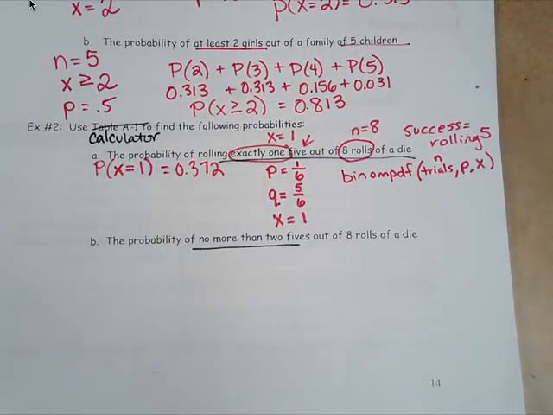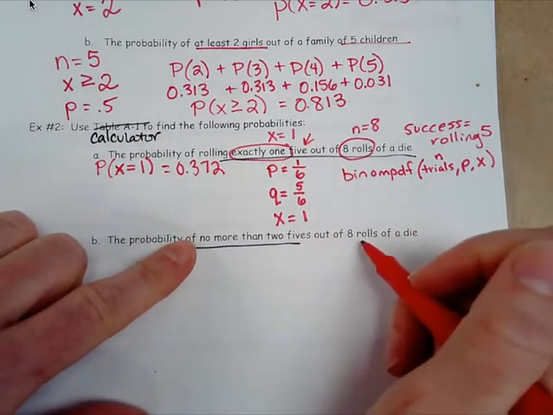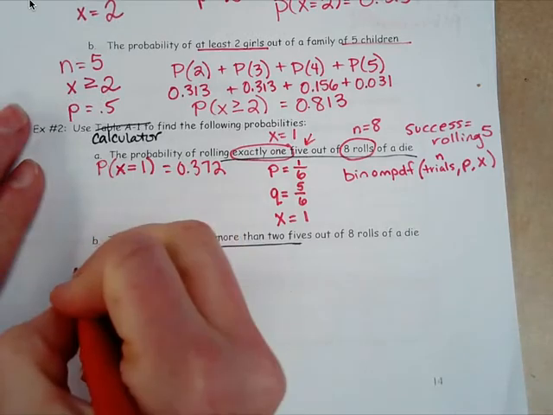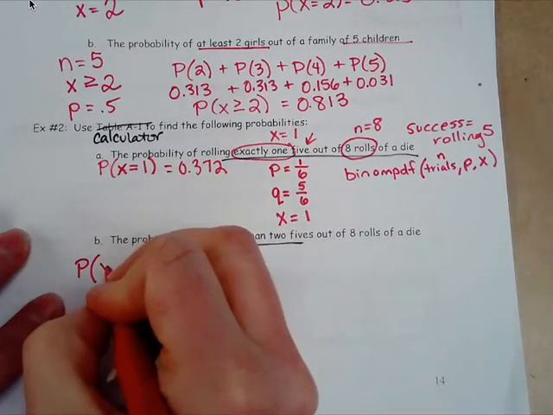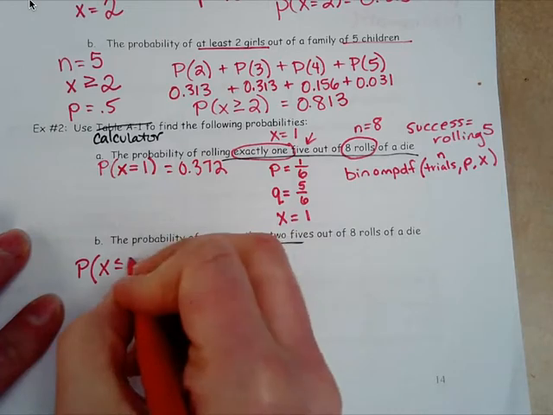The probability of no more than 2 5s out of the 8 rolls of die. So our probability isn't exactly something, so we can't say x equals something. Instead of no more than, what can x be? Less than or equal to 2.